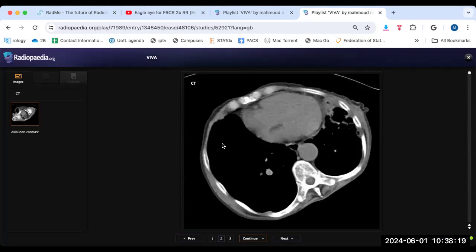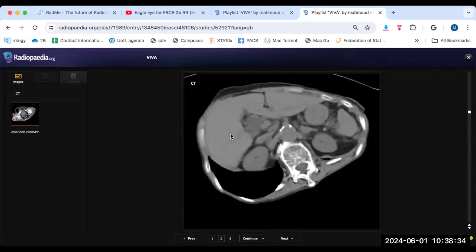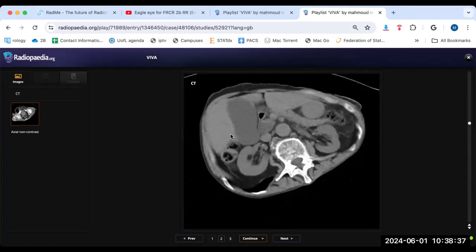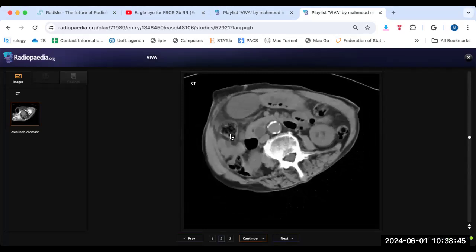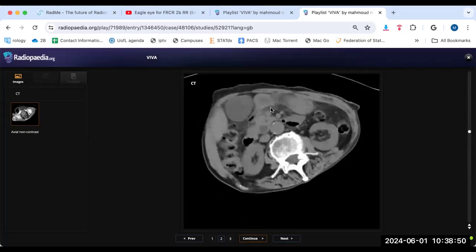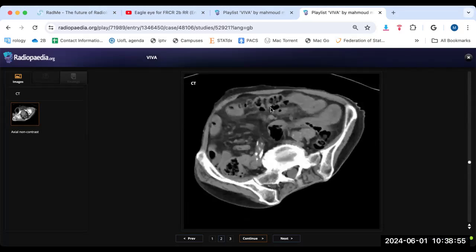In my routine practice, I will check this patient in the pulmonary or lung window, searching for any free air in the peritoneum, and also check the contrast study for assessing the integrity of the bowel loops. As I couldn't assess the bowel loop integrity here, other than the pneumatosis, no evidence of fluid collection.